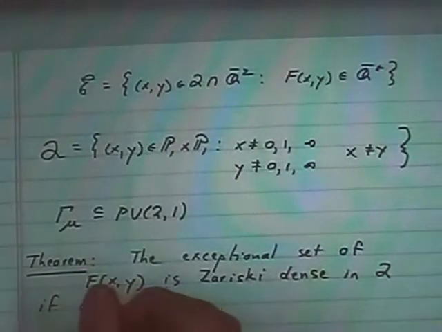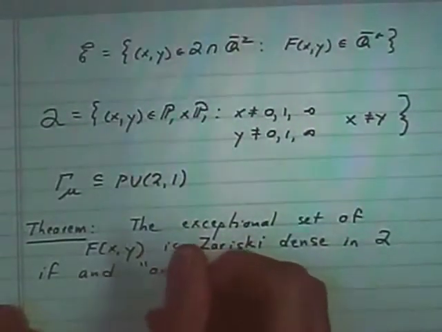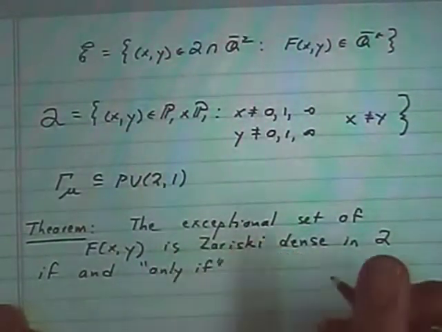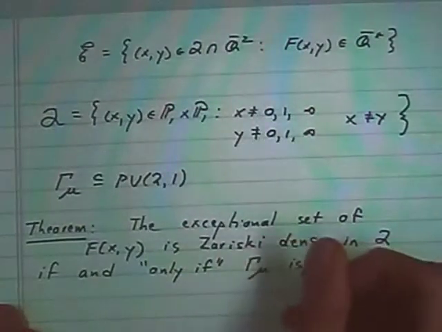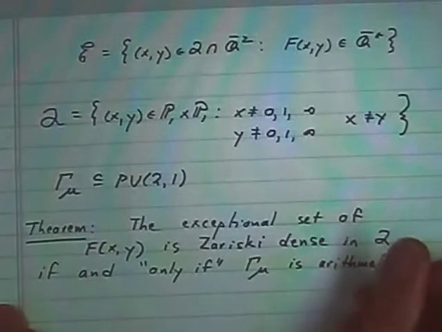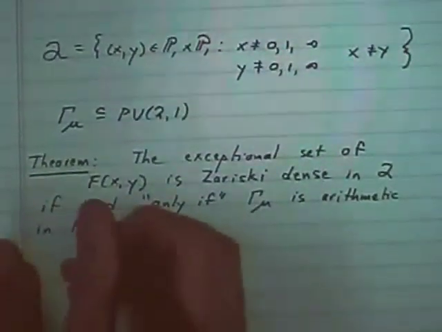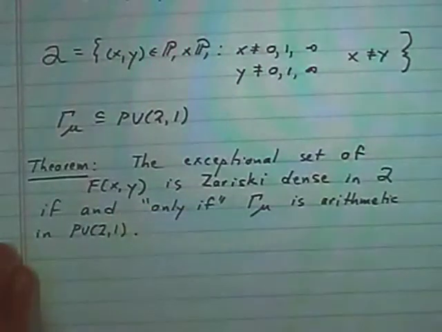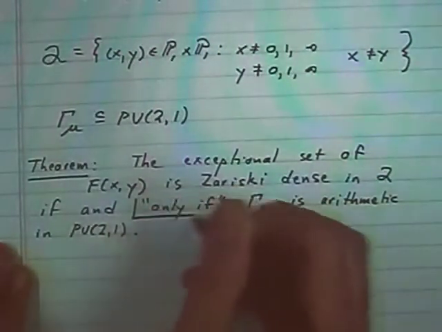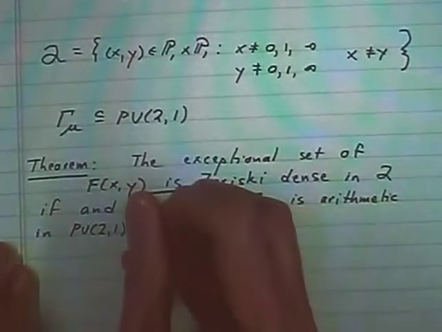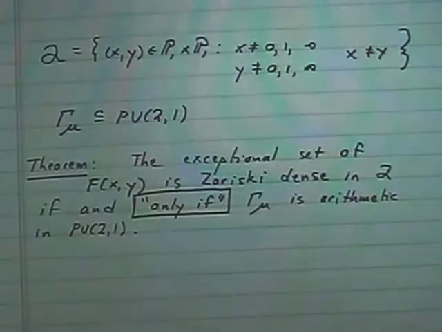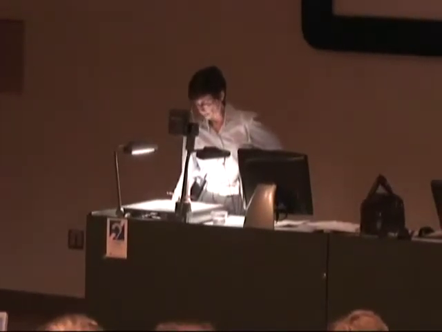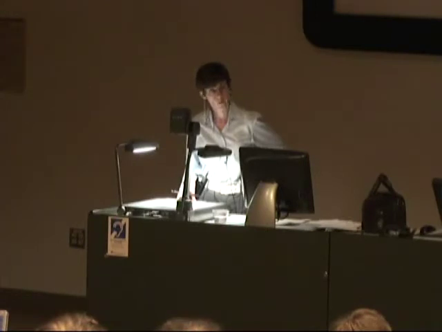If and only if the monodromy group is arithmetic in PU(2,1). Now, the 'only if' is because we come across the same difficulty as Wolfart did, in that we need to know something about not the distribution of complex multiplication points anymore, but a more complicated distribution question, which is still a conjecture.